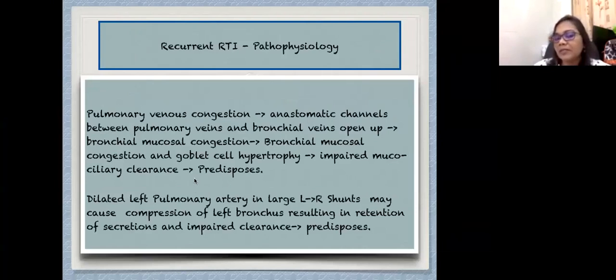There are some other mechanisms like goblet cell hypertrophy, etc., which lead to impaired mucociliary clearance, which predisposes to recurrent infections. Another factor is that when there is a large left to right shunt, the pulmonary arteries get enlarged, and the left pulmonary artery in close proximity to the left bronchus may cause compression of the bronchus, resulting in retention of secretions and impaired clearance. So this can also predispose to recurrent lower respiratory infection.